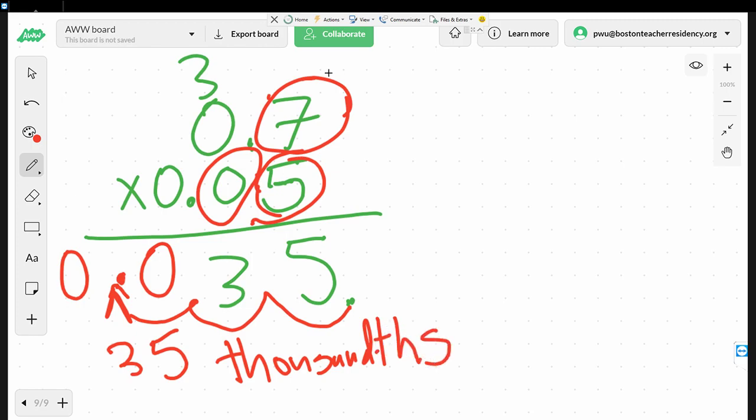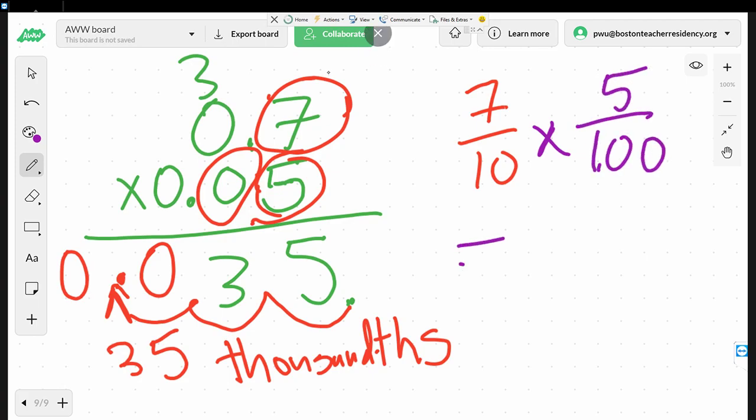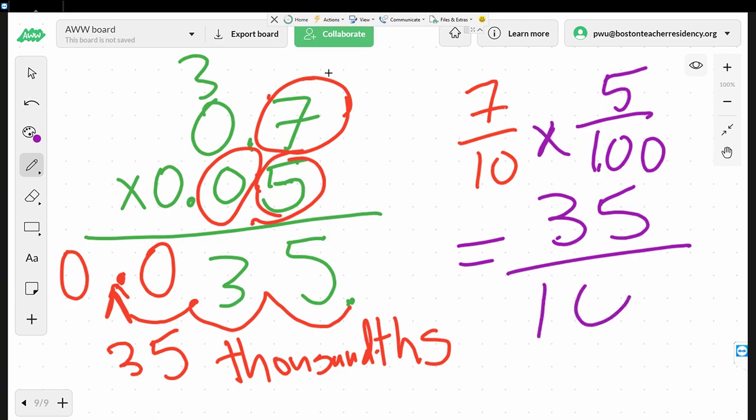And then I'm going to prove it using fractions. So 0.7 is 7 tenths. And we're multiplying that by 5 hundredths, right? 7 times 5 is just 35. And 10 times 100 is 1,000. So again, our answers match up. 35 thousandths is the same thing as 35 over 1,000.